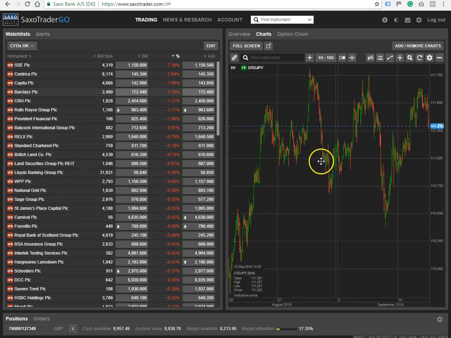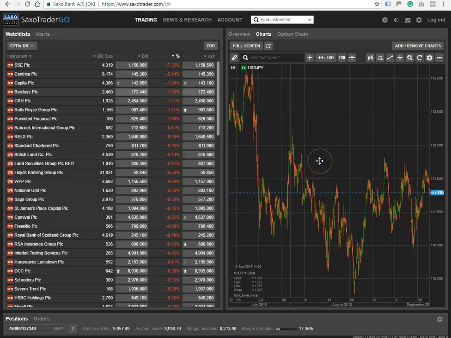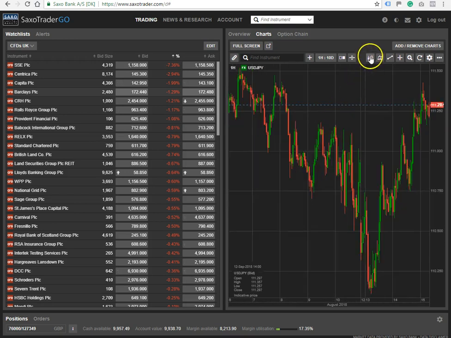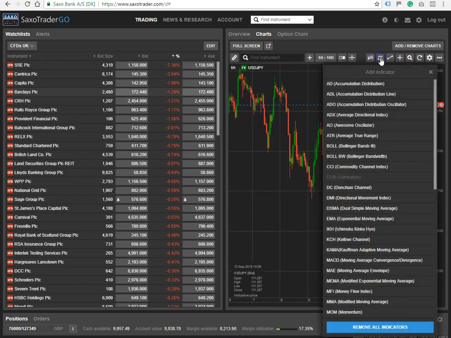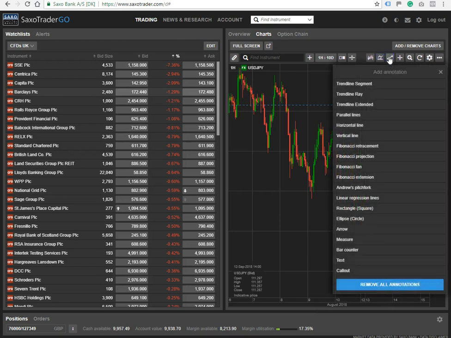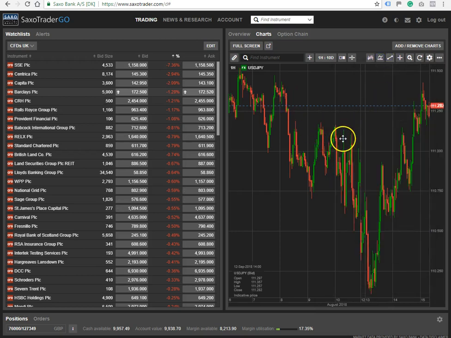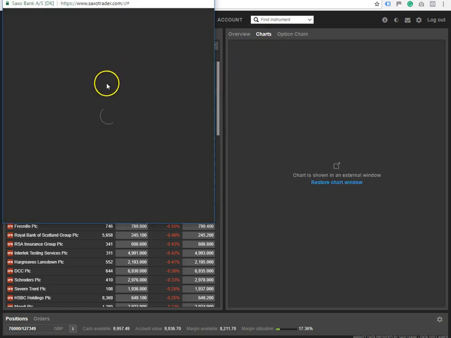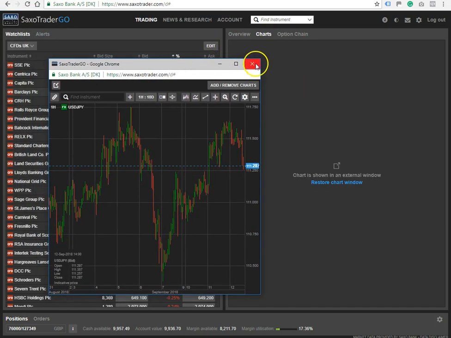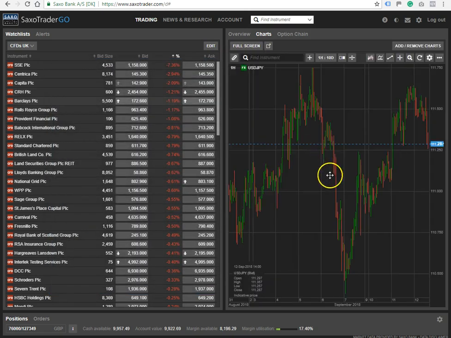Charts, pretty decent charts, fairly standard. Most brokers have the same sort of thing. Lots of different types of charts, different indicators. You can draw bits and bobs on it if you're that way inclined. You can separate the chart out if you're trading on multiple screens. I think you can have up to four screens on the go.